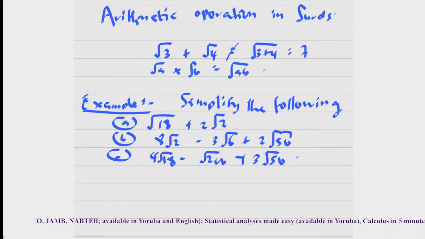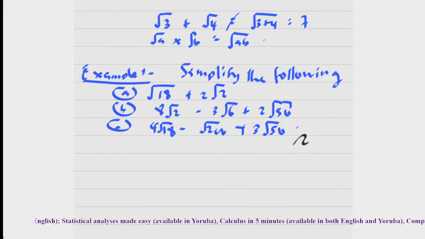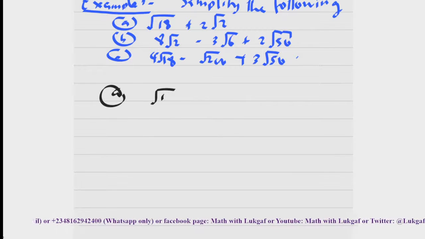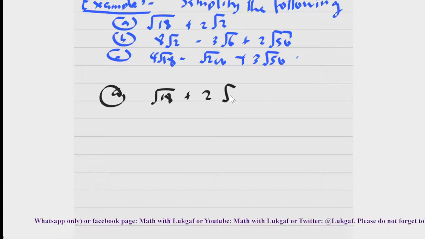So this is not difficult to do. Recall I said if you want to simplify surds, what you have to do is to express the number inside the radical as the product of two factors, where one of the numbers is a perfect square. If you've forgotten, refer to my previous videos on that. So for the first one, I have root 18 plus 2 root 2.